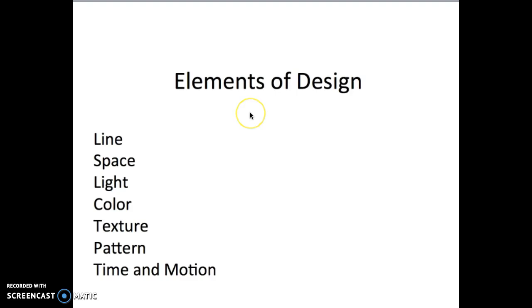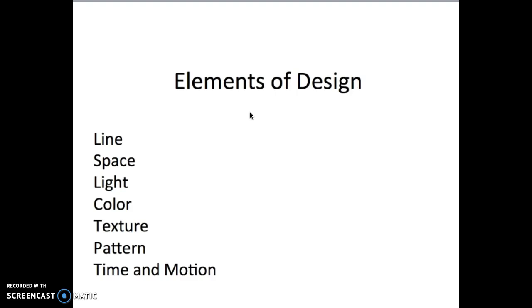Today we're going to be going over the elements of design. The elements of design are the visual building blocks of art. They include line, space, light, color, texture, pattern, and time and motion. You'll recall from our first unit that these are the characteristics that make art look the way it looks. So these are the formal qualities.